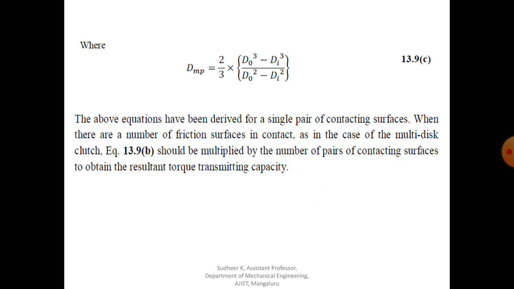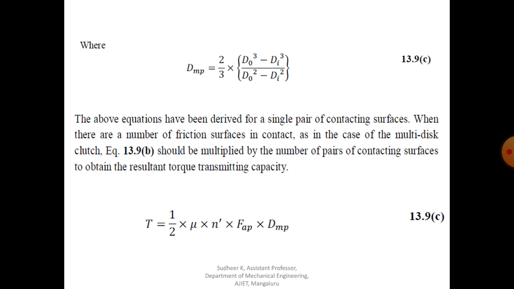Now the same expression can be used by modifying it. You have to multiply by the number of contacting surfaces there are. So you have to multiply the above expression that we derived by one constant, that is n dash. N dash is nothing but the number of pairs of contacting surfaces. So that is a very important equation to solve problems on multi-plate clutches.